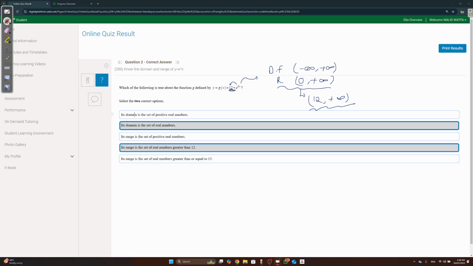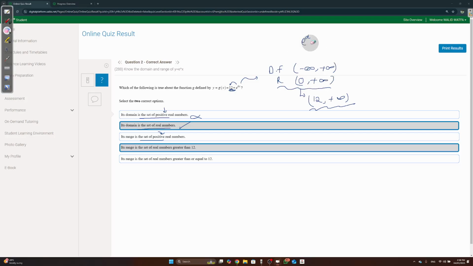So let's take a look. Its domain is the set of positive real numbers. Is it only positive real numbers? No. Its domain is the set of all real numbers, from negative infinity to positive infinity. Its range is the set of positive real numbers. Is it all positive real numbers? E to the x is positive real numbers.